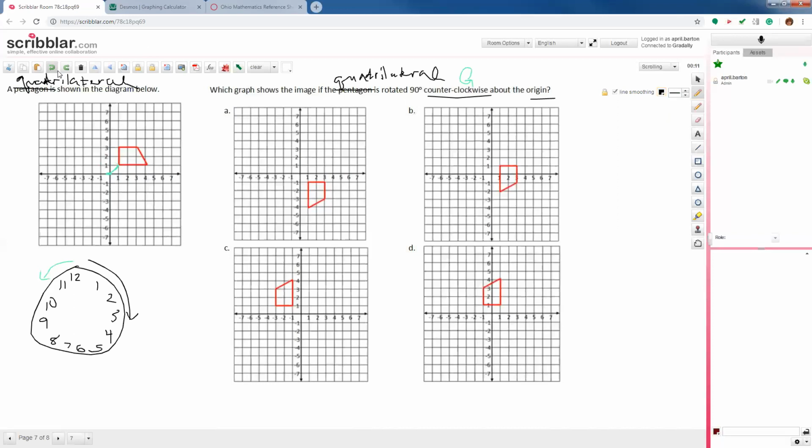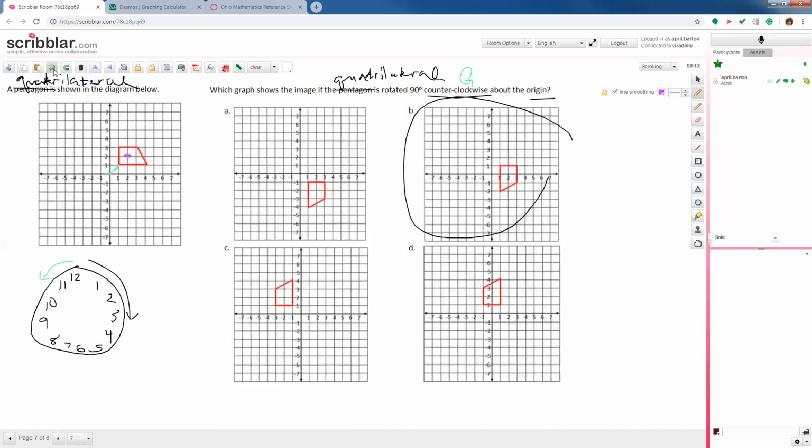B. Okay, so B. Okay, B looks like the shape has been rotated 90 degrees, but the center of rotation is the middle of the shape. Like they took that shape and just turned the shape right where it's at. And that's okay, so that's A then.